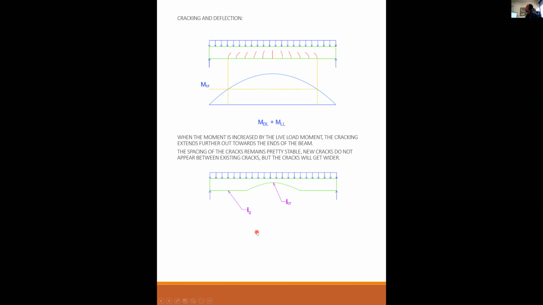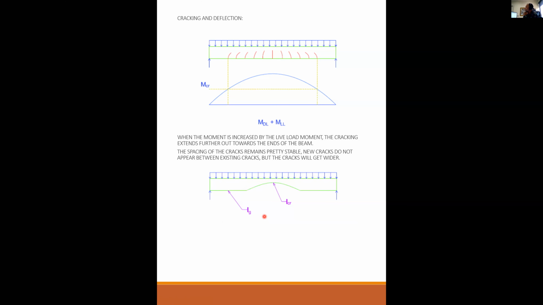The spacing in the cracks remains pretty stable. New cracks do not appear between existing cracks, but the cracks will get wider. So the more load you put on here, the wider or bigger these cracks get. But the cracks basically stabilize into a pattern where you keep applying more load. You don't get more cracks, you just get wider cracks. And the apparent stiffness of the whole beam diminishes as the load increases.